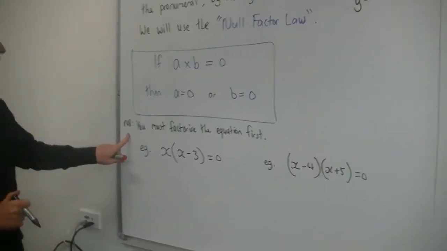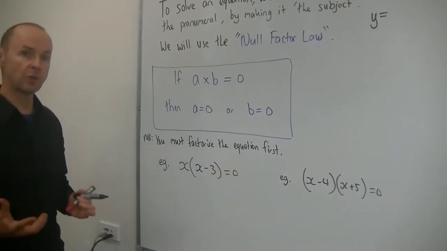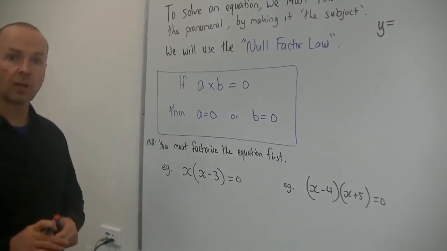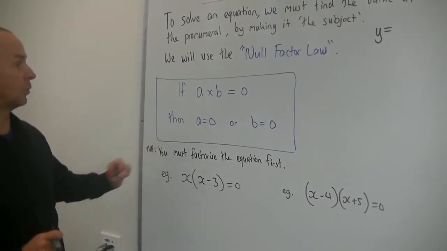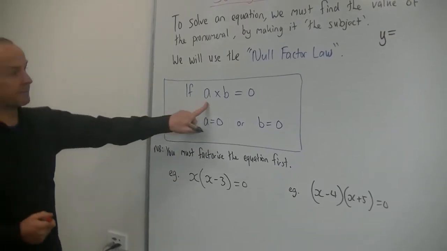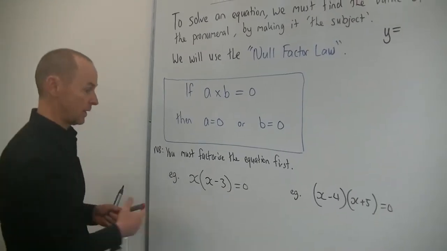So I've said here, note best, you must factorise the equation first. So before you solve anything, you must have factorised form. If it's not factorised, do not try to use the Null Factor Law. It must be factorised form. Okay, so remember it's something times something equals 0. 0 must be on the other side of the equation.